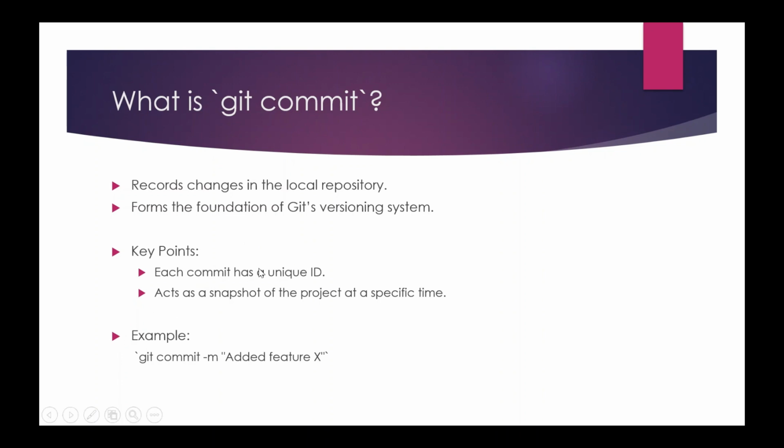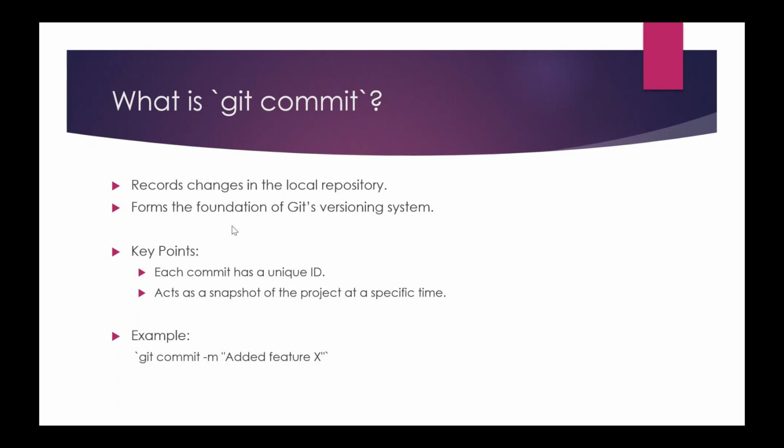Key points: each commit has a unique ID. Suppose you just added one change and you saved and committed that, it will generate one unique ID, and once you have committed that, that change will not be lost. But if you have not committed that, and your computer shuts down or something like that, that change will be lost. A commit acts as a snapshot of the project at a specific time. Whenever you add a commit, it will be stored in the local repository inside your local machine.